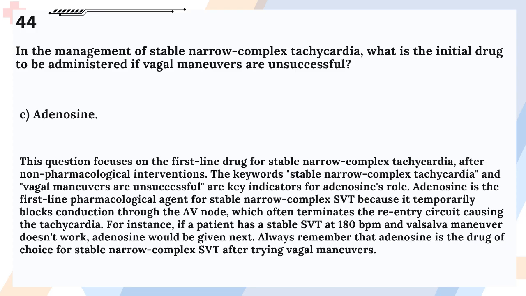For instance, if a patient has a stable SVT at 180 bpm and Valsalva maneuver doesn't work, adenosine would be given next. Always remember that adenosine is the drug of choice for stable narrow complex SVT after trying vagal maneuvers.